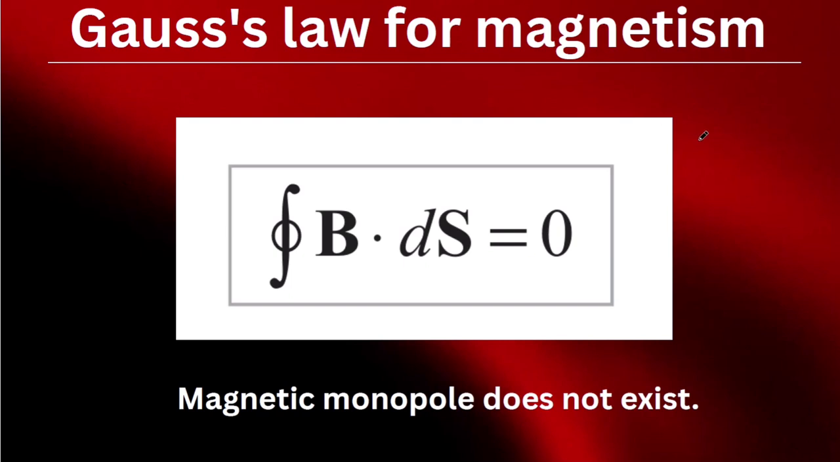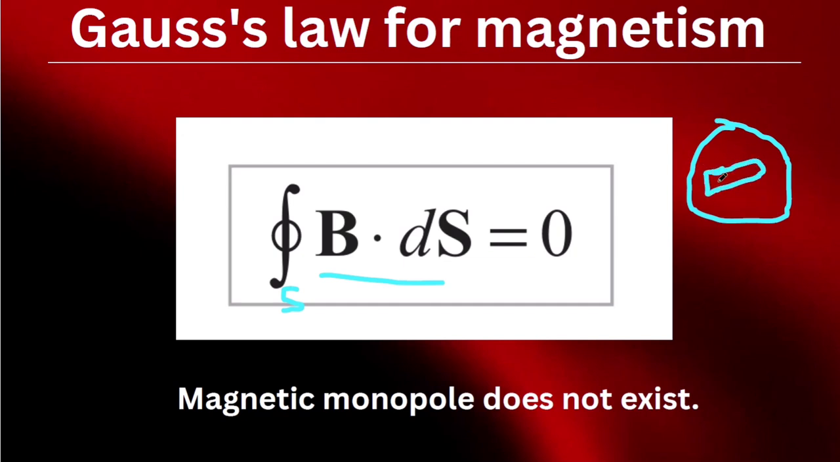Here it reads: the closed surface integral B dot dS equals 0. We read in electric Gauss's law that E dot dS equals 1 by epsilon times the charge enclosed. For magnetism, the magnetic monopole does not exist. So whenever a surface encloses something, a magnetic dipole is present there.